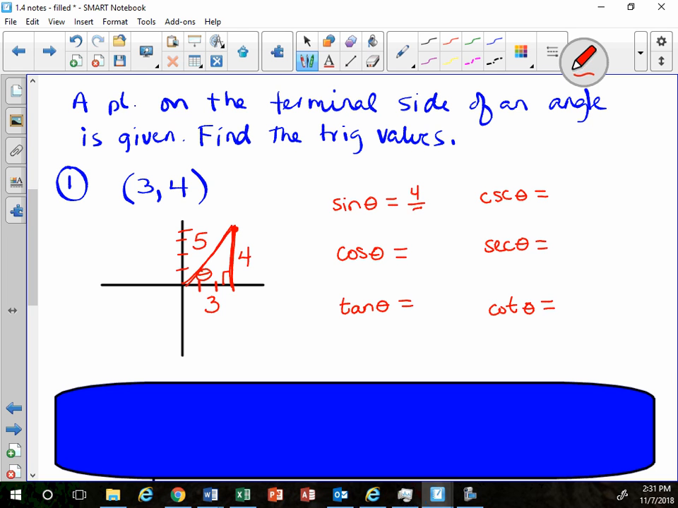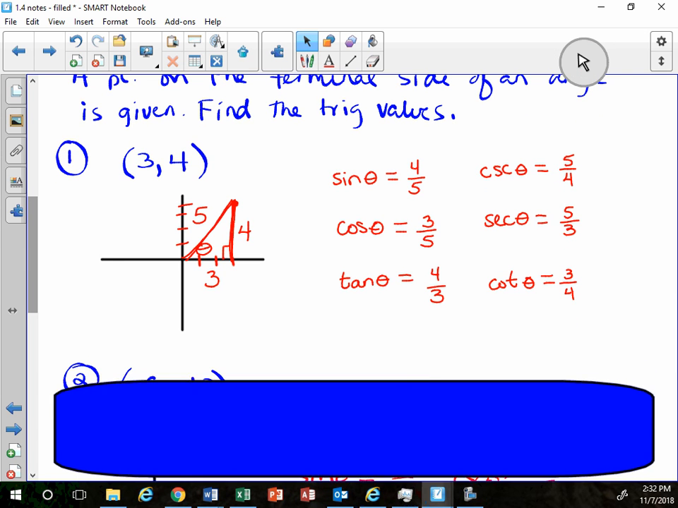Should be 4/5, right? Yep. What about cosine? Adjacent over the hypotenuse, which is 3/5. Good. Tangent. The opposite 4 over 3. Okay, now what am I going to do with cosecant, secant, and cotangent? Flip it. So I will have 5/4, 5/3, 3/4. And we're done with that one. Easy peasy.